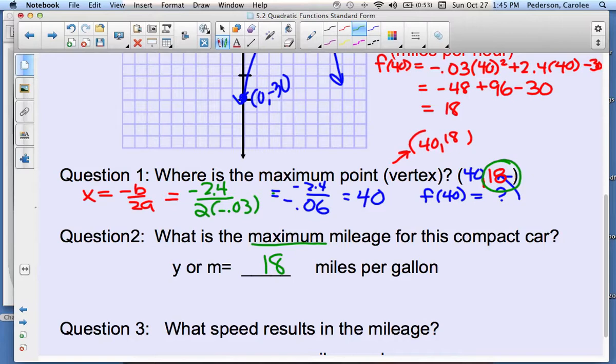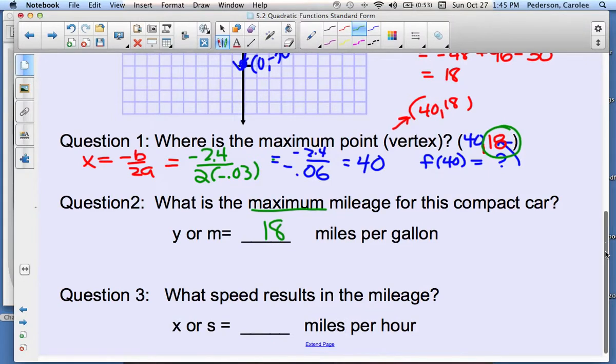What is the speed results of this mileage? So that's your x value, 40. So that's your speed when you have the maximum of 18 miles per gallon.